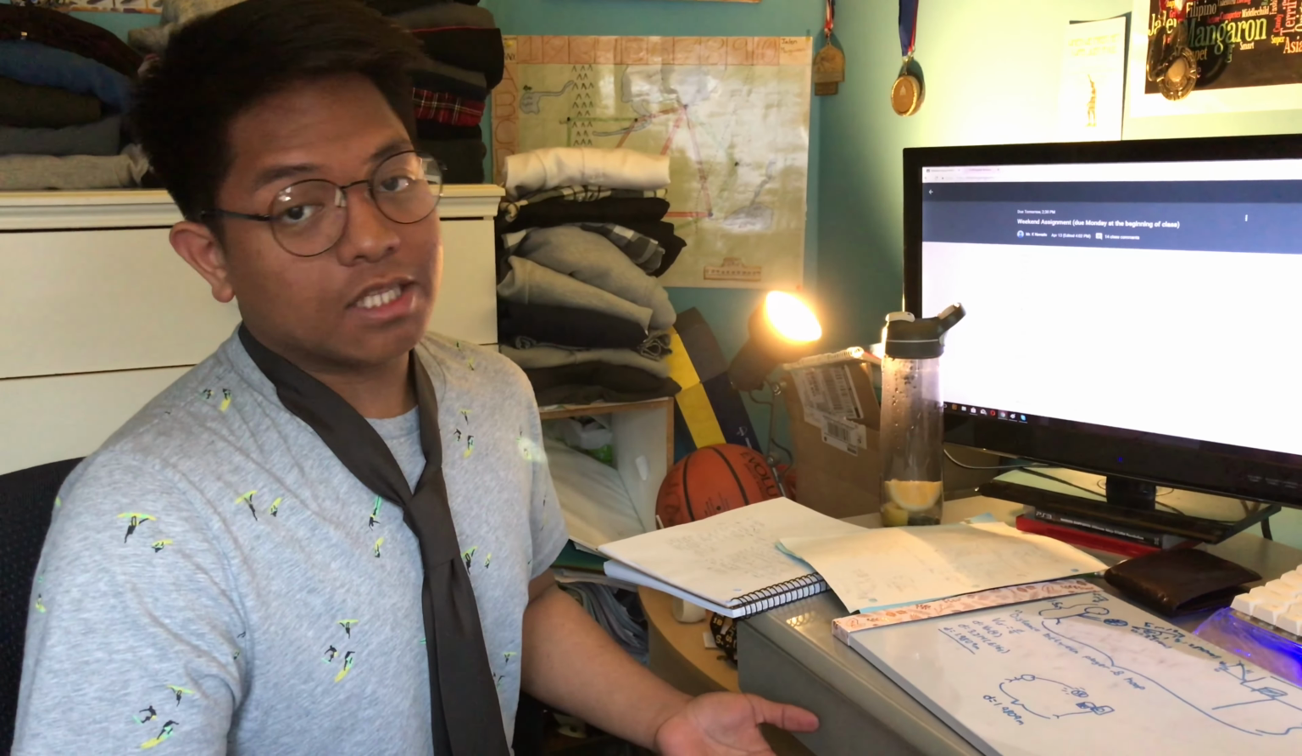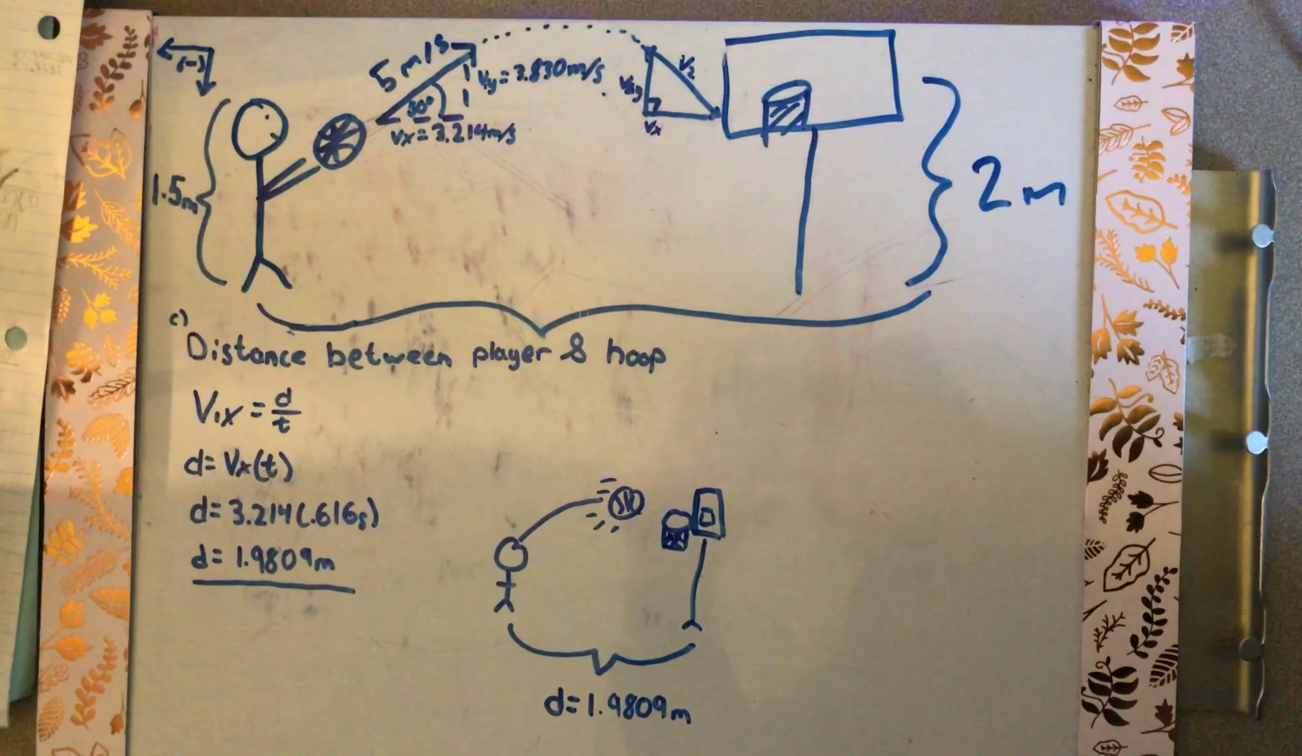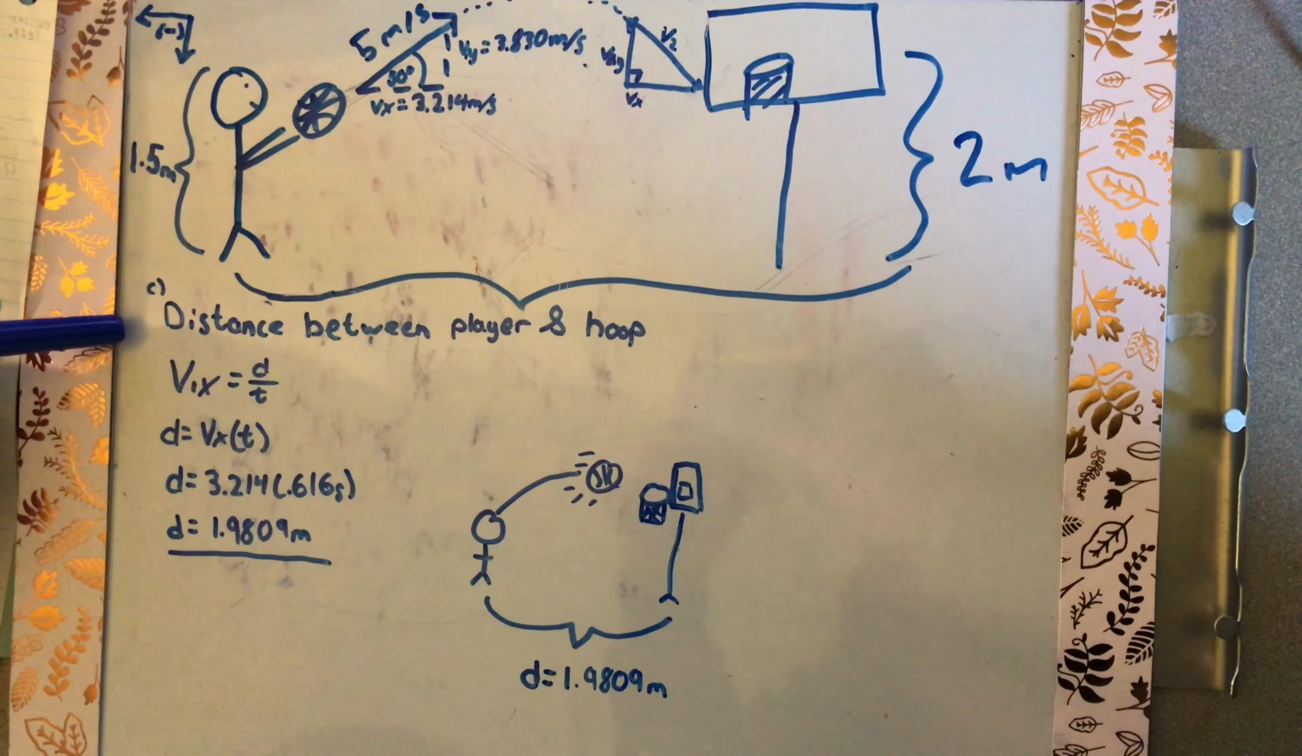Well, I can't leave you guys without letting you guys know the distance between the player and the hoop. So come and let's get into it. So letter C, the distance between the player and the hoop.